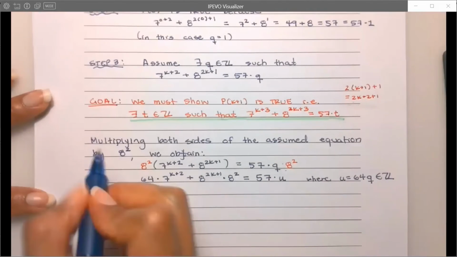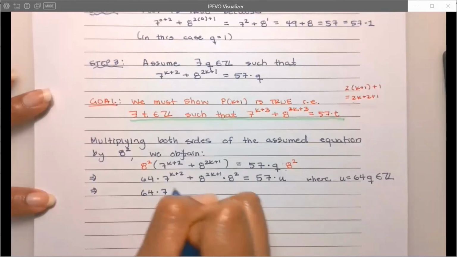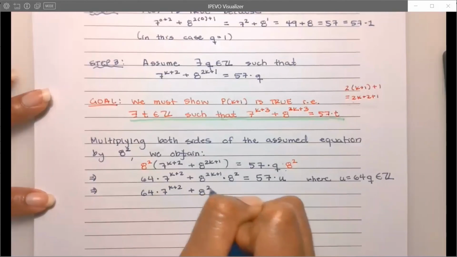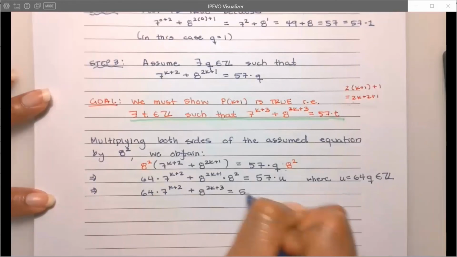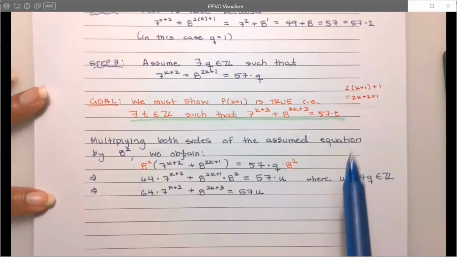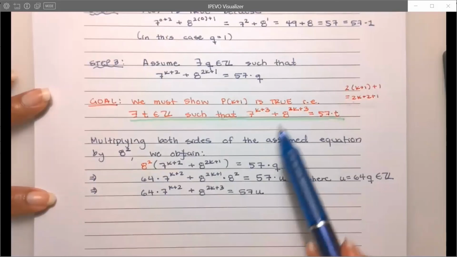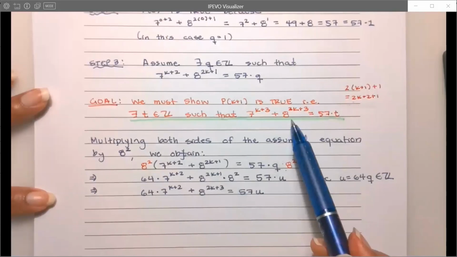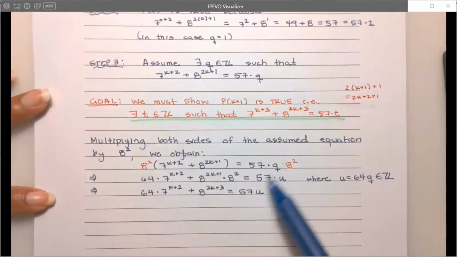So if you multiply two integers together, you're going to get some integer. What can we simplify after that? Well, we'll have a 64 times a 7 to the k plus 2 plus an 8 to the 2k plus 3 is equal to a 57u. And that was really the reason why I multiplied both sides by 8 squared, because at least I have this one term that looks like what's in the goal. And the right-hand side also looks like what's in the goal. It's 57 times some integer.